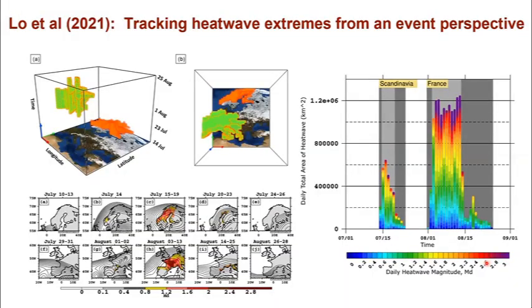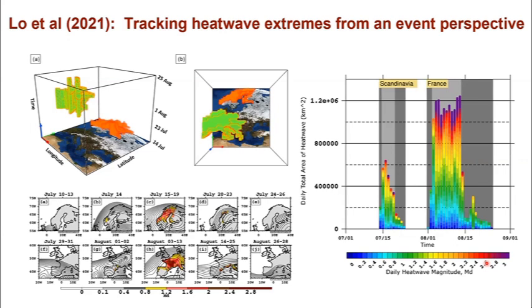So in one of the earlier papers with my student in 2021, we tried to address how we do that. Here is an example showing the European 2003 heat wave. Most people know the one in Western Europe that occurred in August. But if you use this type of technique, you can actually detect an earlier one in Northern Europe.